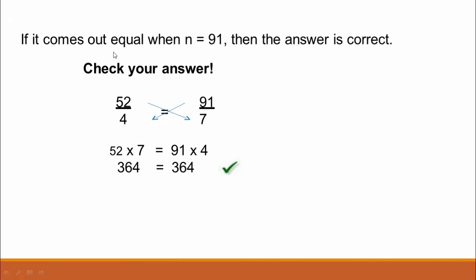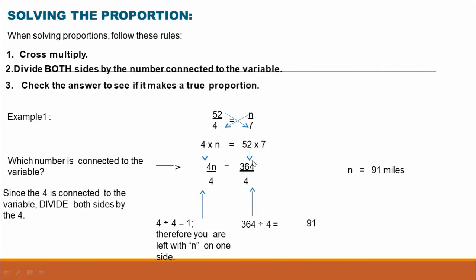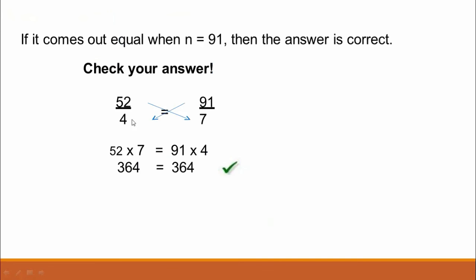Now we check that it comes out equal when putting 91 into the given proportion. For example, this is the given proportion: 52 divided by 4 is equal to n divided by 7. So 52 divided by 4 is equal to 91 divided by 7. Again using cross multiplication to check the result: 52 multiplied by 7 and 91 multiplied by 4, we get 364 is equal to 364. So the result for the proportion is true.